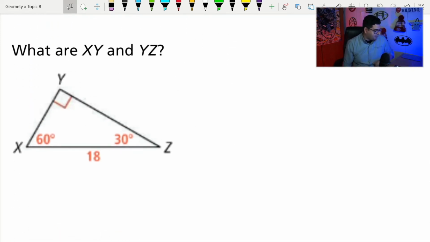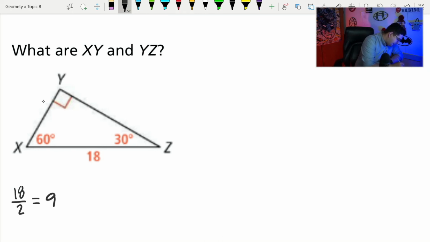So here I have a 30, 60, 90 triangle because we see those angles. In this case, they actually gave me the hypotenuse and they want me to find the 2 legs. Well, I know that the hypotenuse is twice as large as the short leg. So I take this 18, and in order to find the short leg, I just need to divide it by 2. 18 divided by 2 is just 9.